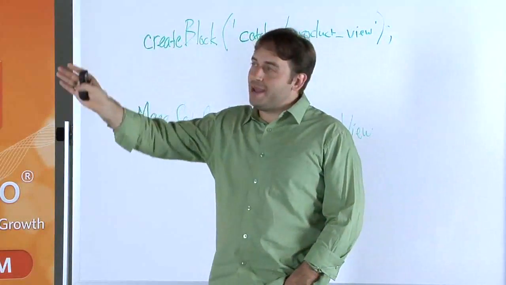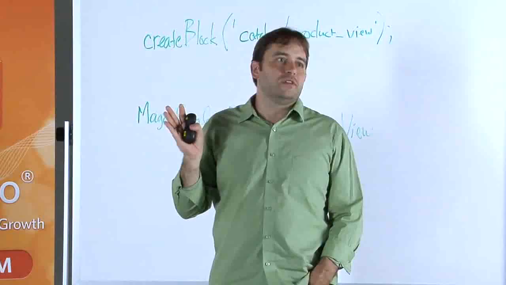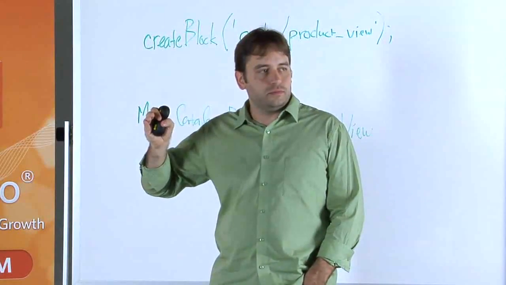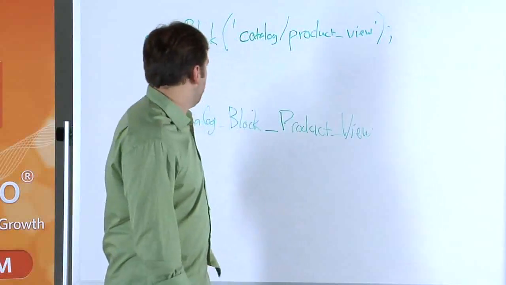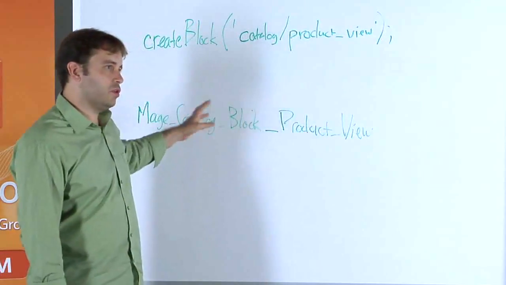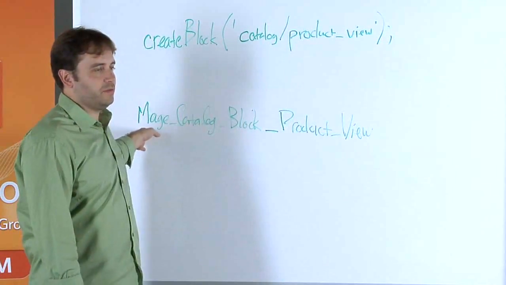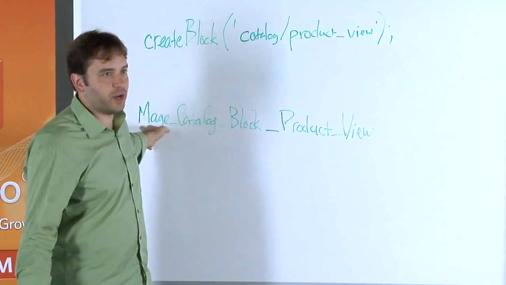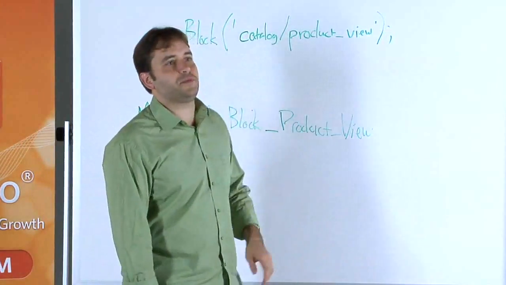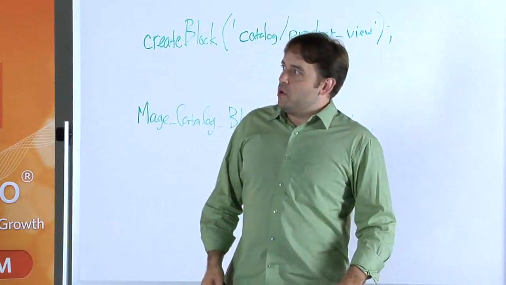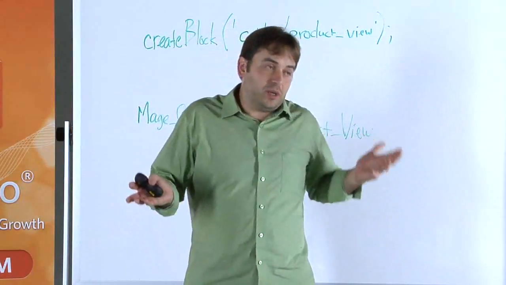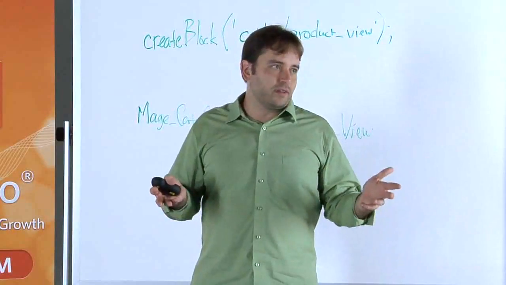So basically, the namespace is going to be the first folder underneath a code pool. E.g., app code core Mage, or app code core enterprise. Mage is a namespace. Enterprise is a namespace. And what that does is it keeps us from installing a module. It should keep us from installing a module and overriding anything.